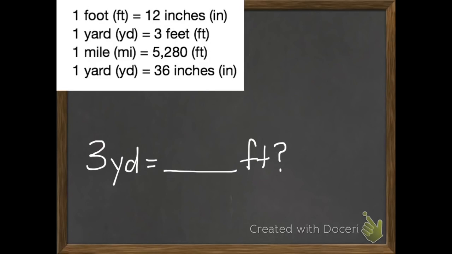One last one to do with me, and then I'll give you your 4 problems. 3 yards equals how many feet? So we're going to use this one. So just be 3 times 3, because 3 feet equals a yard, and we have 3 yards, so 3 times 3, and that equals 9. So 3 yards equals 9 feet. Okay, I think you're ready for your 4 problems. If you need to go back and watch any of these examples again, go ahead. If not, continue.